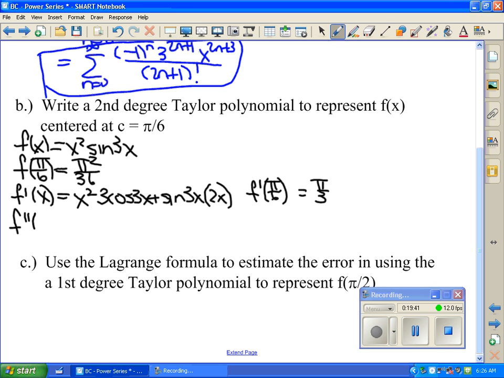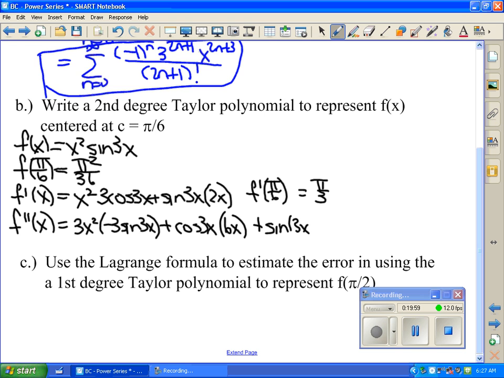Second derivative, f double prime of x. You're going to get product rule again. So 3x squared times negative sine 3x plus cosine 3x times 6x. And another product rule. Sine 3x times 2 plus 2x times 3 cosine 3x.